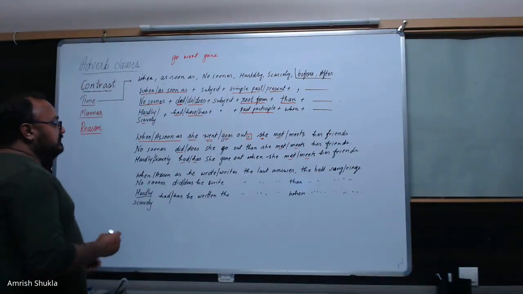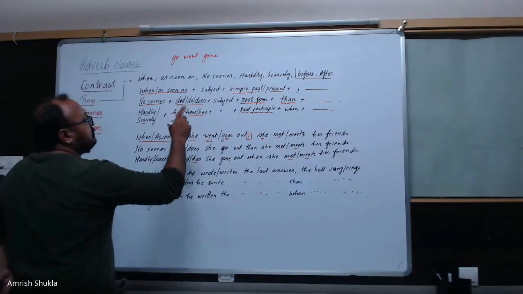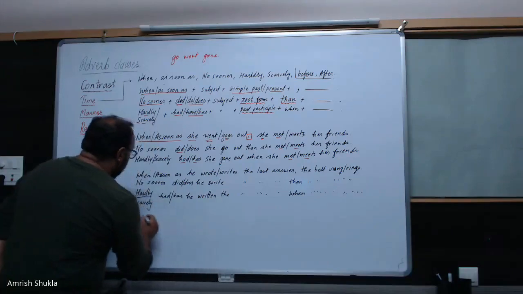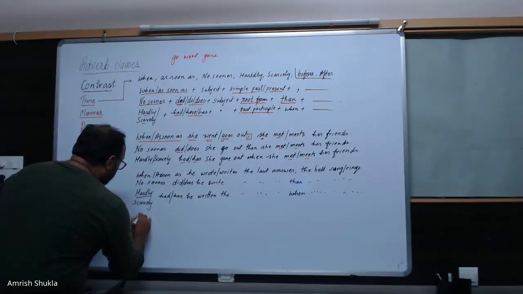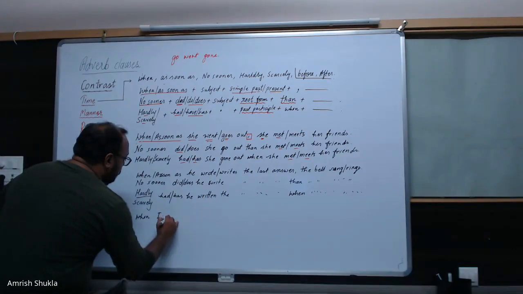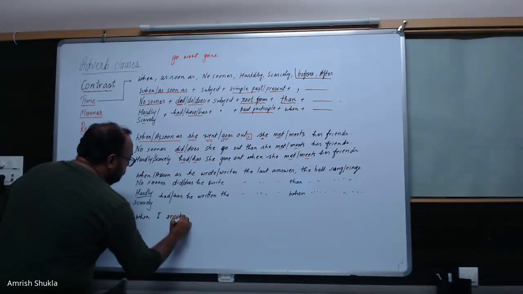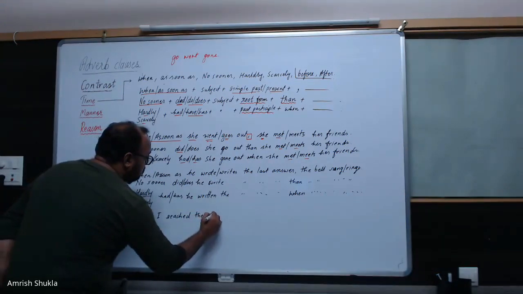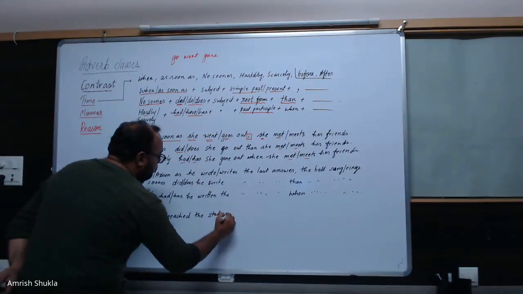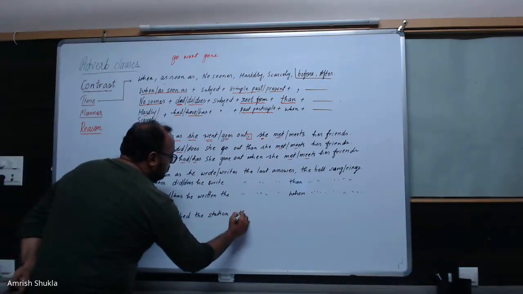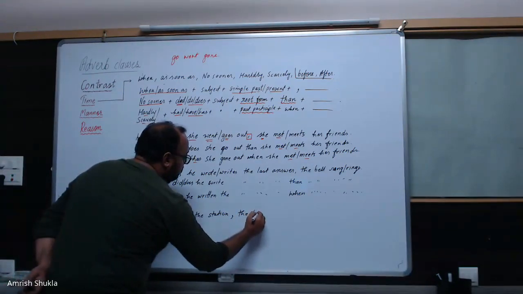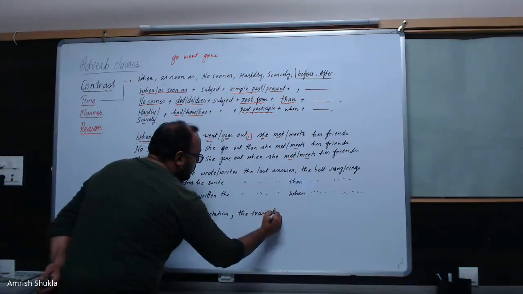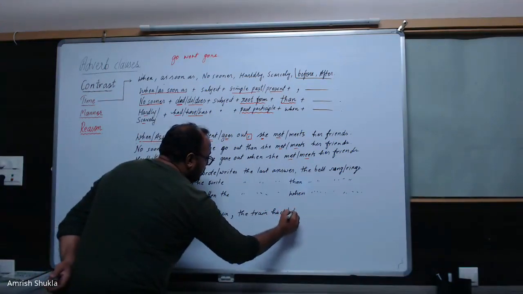Now, besides that, let's do before and after. Okay, we'll write one rule. Say, when I reached the station, comma, the train had left.